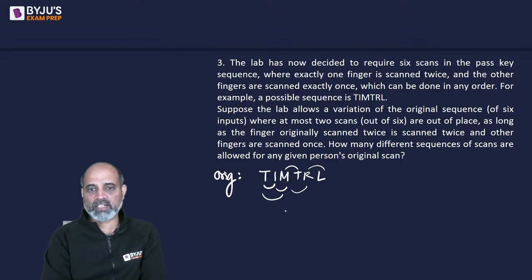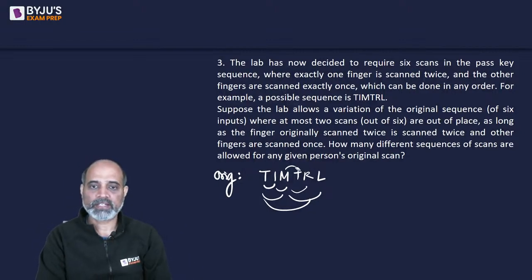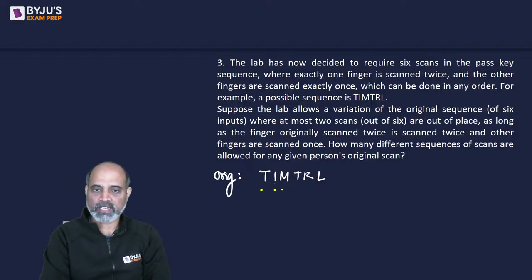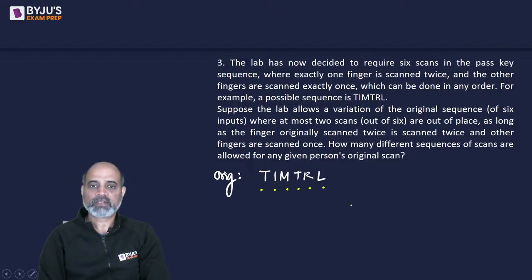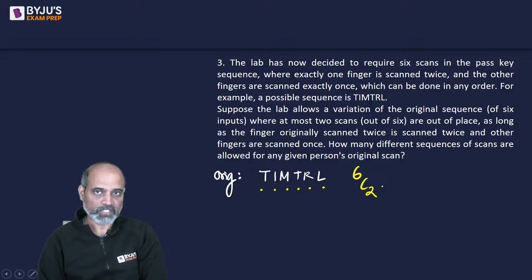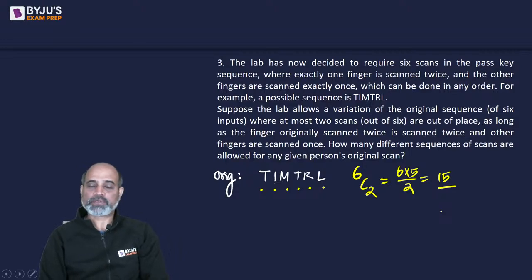Then I will feel like interchanging T and M, T and R, M and L, and so on and so forth, right? So just like what we have solved previously, there are 3, 3, 6. There are 6 such letters. Out of these 6 such letters, if I pick 2 of them and if I interchange, I will be getting a new sequence that is allowed by the lab, right?